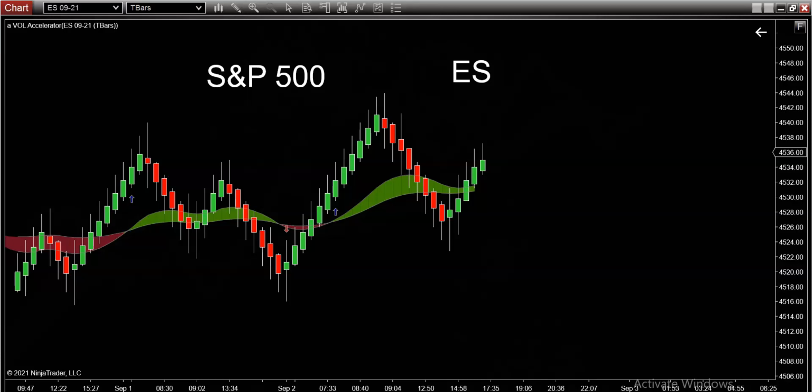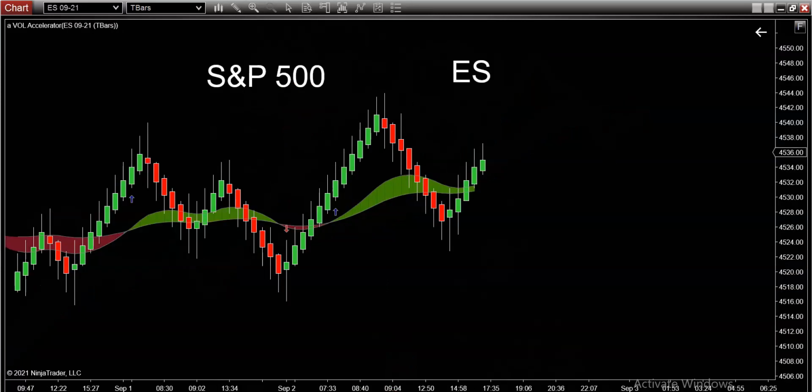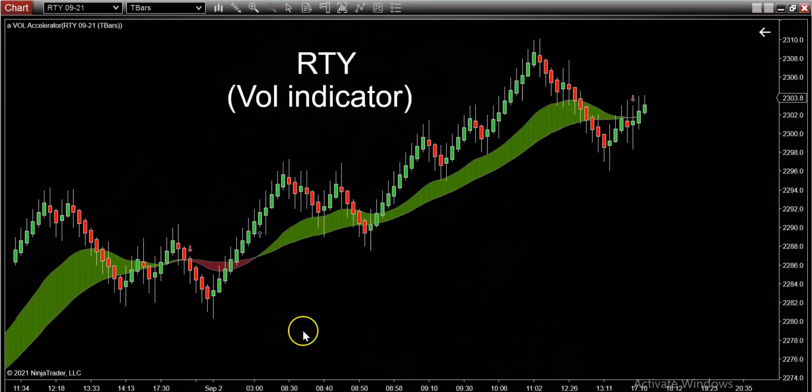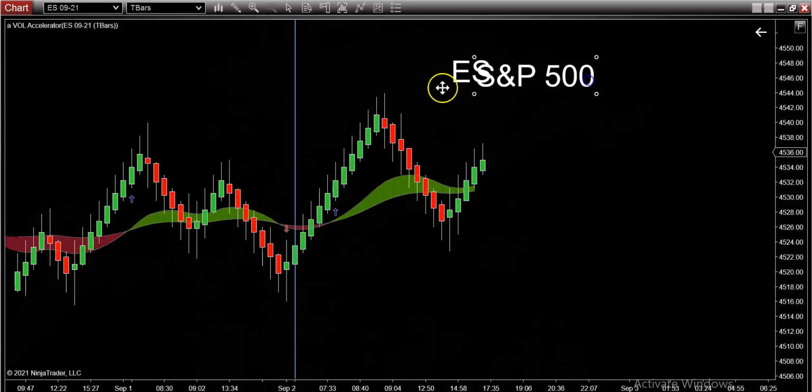Now let me show you something here, let me make my point. This is the Russell, and this is the S&P. I'm also going to timestamp midnight, the session starting point. So here is midnight on the Russell, and here is midnight on the S&P. Let's clean this up a little bit. There we go. So we have two different symbols on the same exact day.